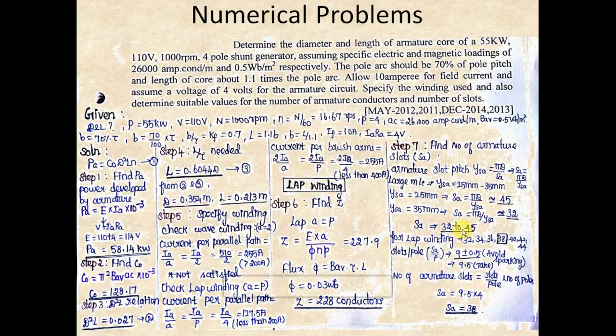So we can eliminate all those values between 32 and 45 which are not actually multiples of 2. After excluding all those values, finally we are left with only 32, 34, 36, 38, 40, 42 and 44. Among these will be the actual number of slots.